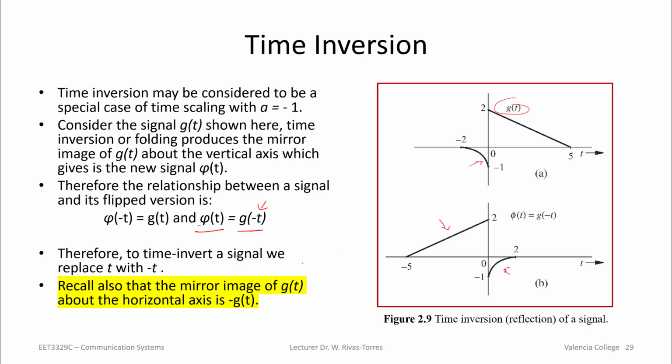Notice that you could have mirrored or imaged the signal around the t-axis, but when you do that, your phi of t, sorry, it's kind of too low on the graph, so it's a little hard for me to do. So your phi of t will equal minus g of t. Notice that it's the whole function that gets negated, not the t value, but the whole function. And that flips it around the horizontal axis.